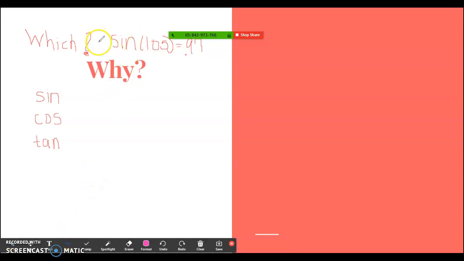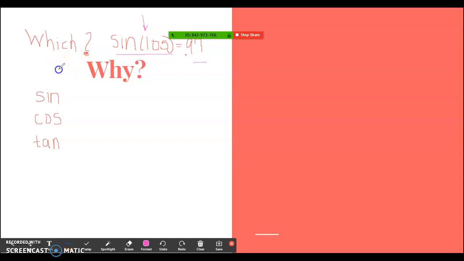All right, if you said that the sine of 105 was equal to 0.97, you are absolutely correct. And the correct expression, of course, would be the sine of 105.